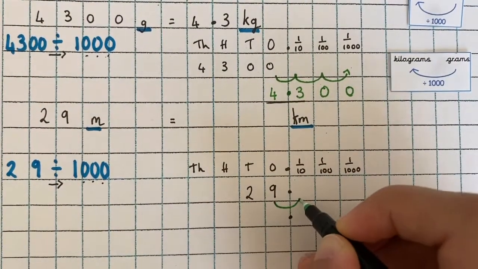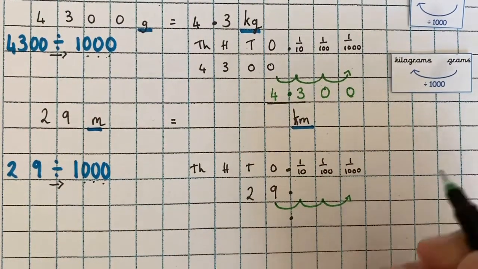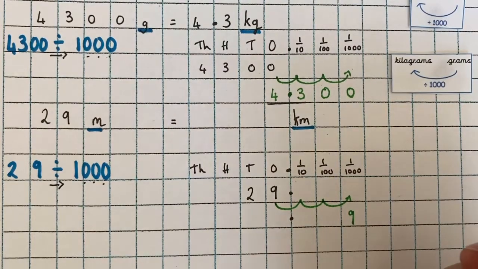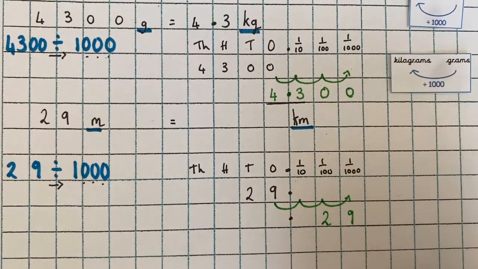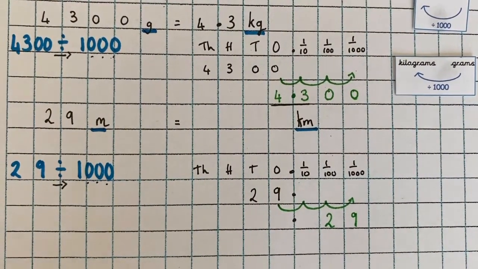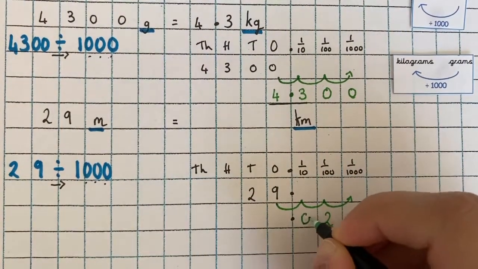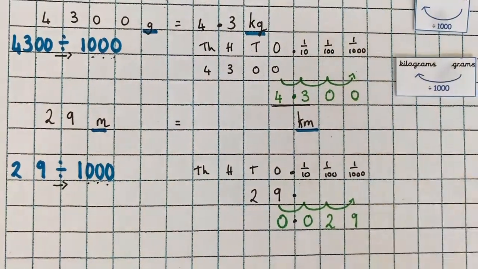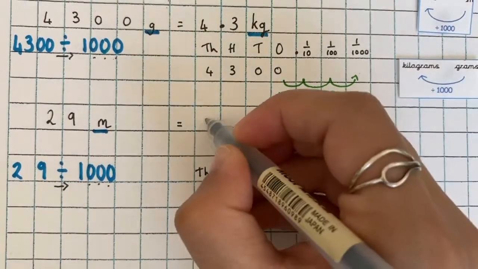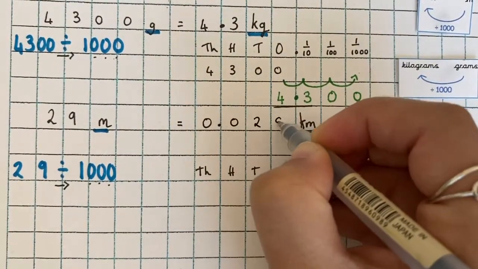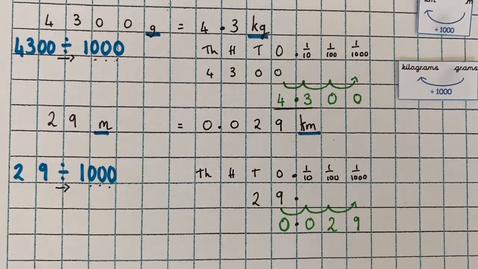Okay, let's start with the 9. The 9 is now in the 1,000th column. And the 2, which is just before the 9, is now in the 100th column. Now again, there aren't any digits in the 10th, so you must put 0 as a placeholder, and you must do the same in the ones column. So we have 0.029.